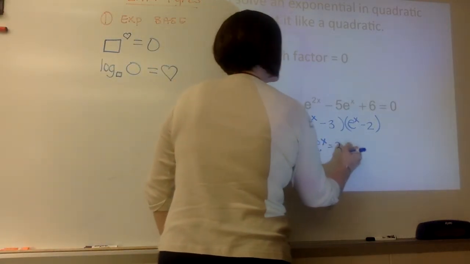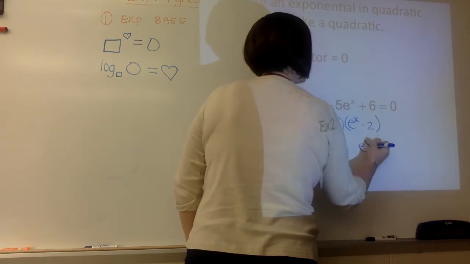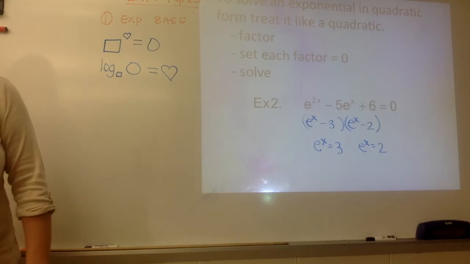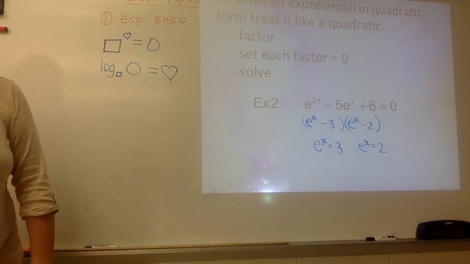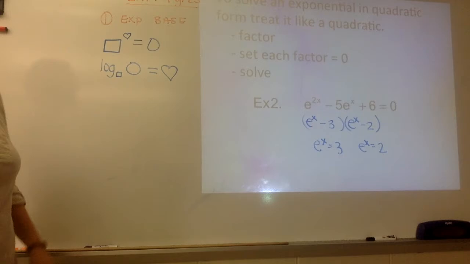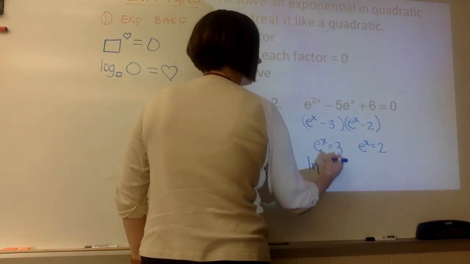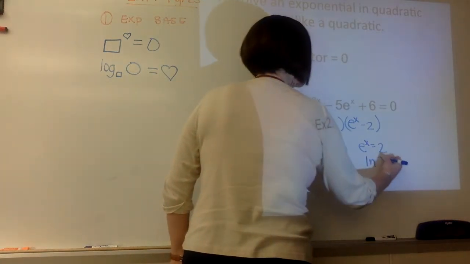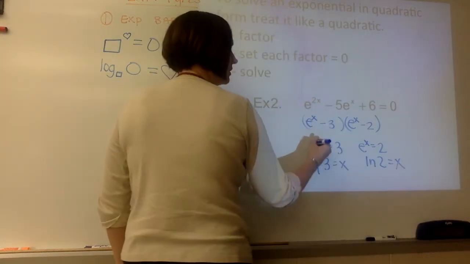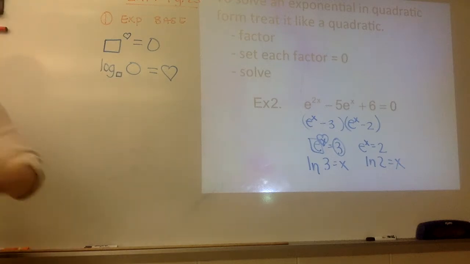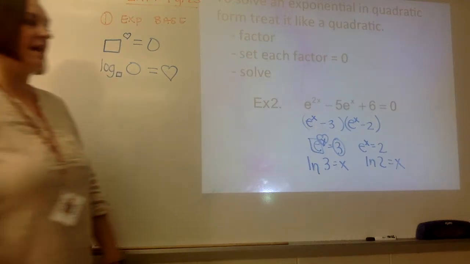e to the x is equal to 3. e to the x is equal to 2. Does that look familiar? Yes? But here's the problem. This is not linear or quadratic. These are exponential. How do I get the x out? ln of 3 is equal to x. ln of 2 is equal to x. How am I doing that? I'm doing base to the power is equal to the circle, and I'm rearranging it. I'm taking those spots and putting them in. So what's ln 3? What's ln 2?